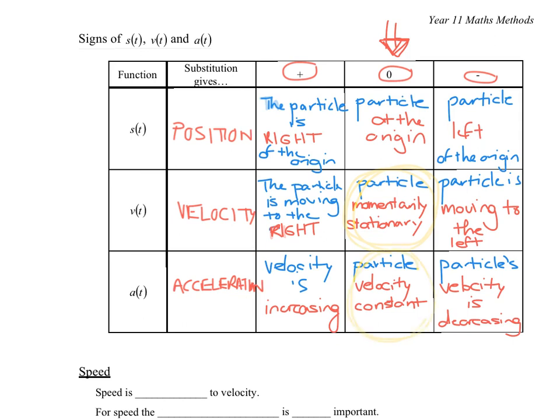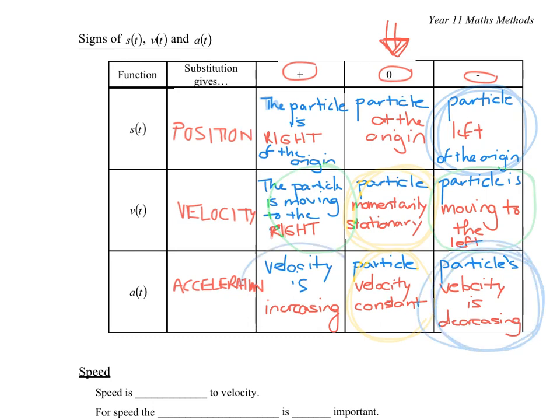Now, if the sign is negative, that means that the particle is to the left of the origin, if you've just got the position graph of s of t. If you've got v of t and that's negative, that means your particle is moving to the left. So remember, when it was positive, it's moving to the right. When it's negative, it's moving to the left. If you've got a negative acceleration, that means that your particle's velocity is actually decreasing.